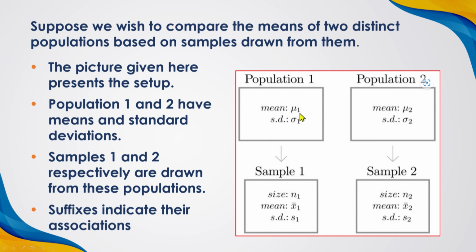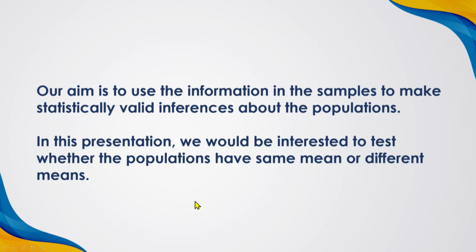Here mu 1 is the population mean for population 1, mu 2 is the mean of population 2. Here n 1 is the sample size of sample 1, and S2 is the standard deviation of the sample taken from population 2. Our aim is to use the information in the samples to make statistically valid inferences about the populations. In this presentation, we would be interested to state whether the populations have the same mean or different means.